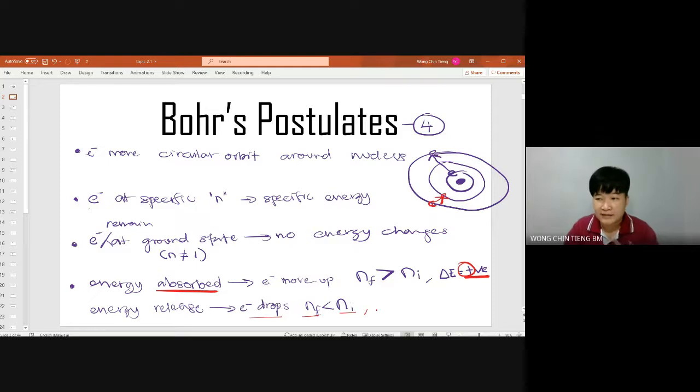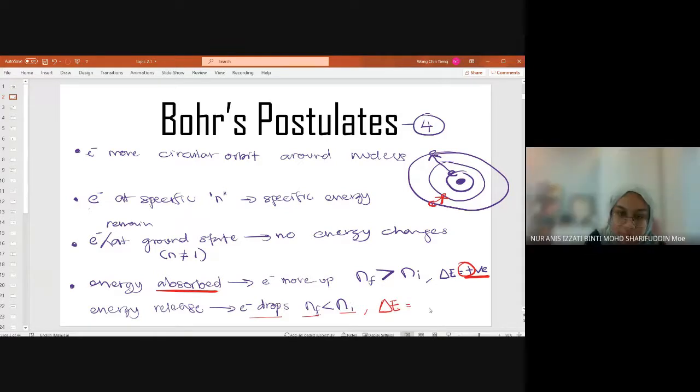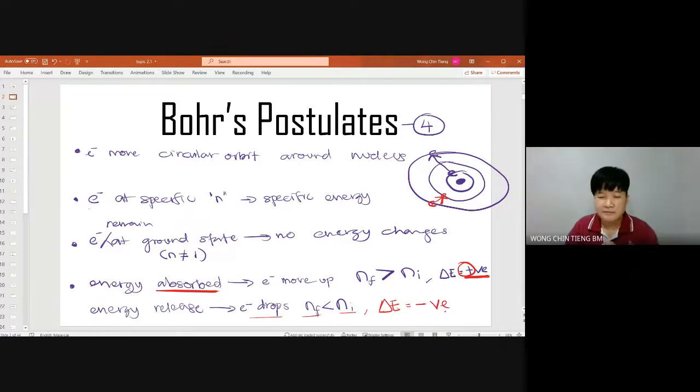Therefore, Anis Izzati, delta E? Negatif. And macam biasa, negatif saya tak pernah resolve sebab bila tekan calculator, negatif keluar. So, kamu akan salin sekali negatif tu. Tapi yang akan jadi problem, yang akan tinggal is the positive. So, make sure ada.